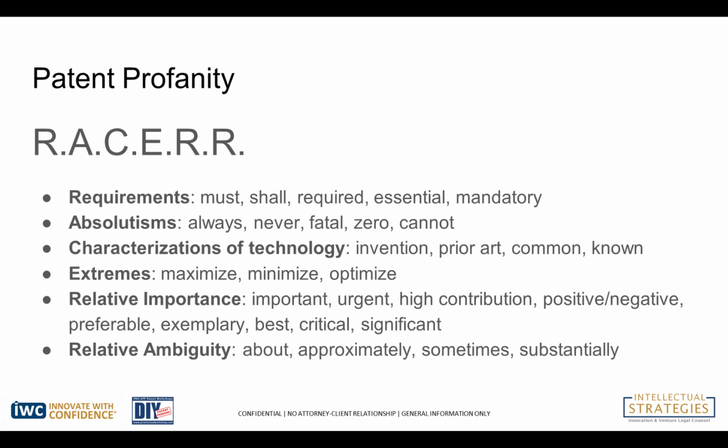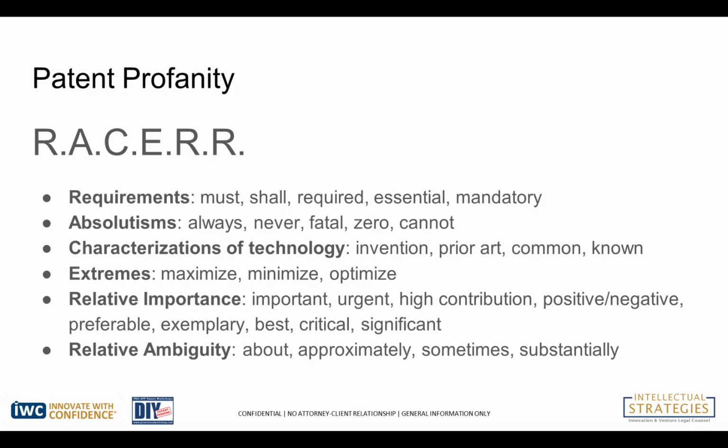Something that's common, something that's known, those are just other ways of saying this is prior art. So watch out for those words too. The next type of patent profanity is extremes. Anytime you have a range of motion or a range of temperatures or perhaps some type of range of operation of your invention, you could say we want to maximize the range, or we want to go to the minimum of the scale, or we want to optimize the efficiency of the invention. When you do that, there's a problem because it's really hard to tell what is the maximum, what is the minimum, or what is actually optimized compared to something that's not the maximum, minimum, or optimized.